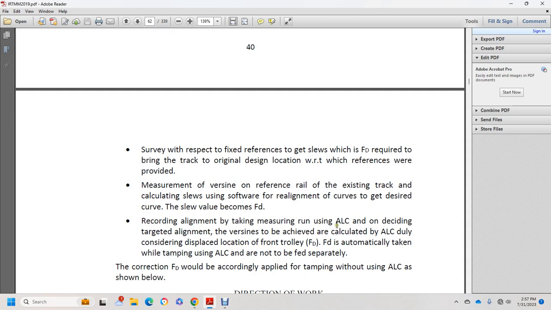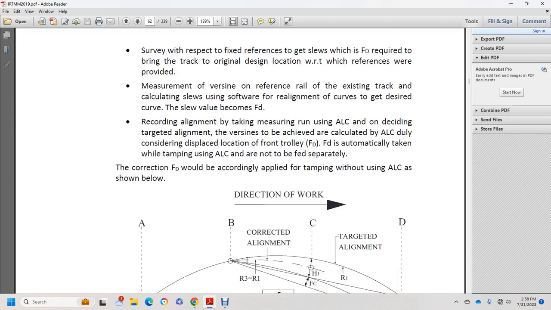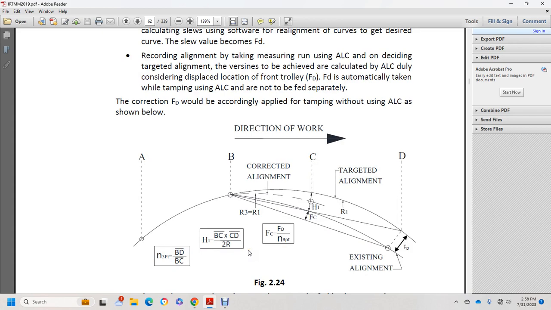The recorded alignment is taken to measure the run with the automatic computer system, then deciding the targeted alignment of the versine error to be achieved. The automatic computer system considers the desired display location in the front trolley. The FD is automatically taken with the tamping of the automatic computer system, which would be found separately. Correction of FD would be applied accordingly with the tamping without an automatic computer system, as shown below, and it shows the direction with a 3-point system: directed alignment, targeted alignment, and existing alignment.